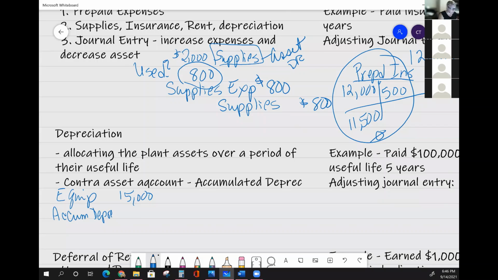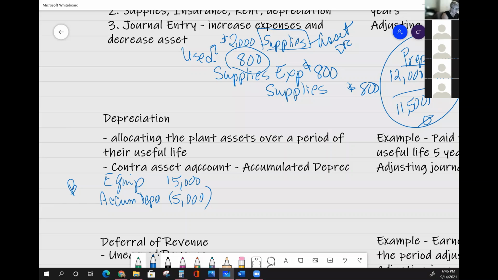So maybe you have building, and then you have accumulated depreciation for building. You have equipment, you have accumulated depreciation for equipment. You have land improvements and accumulated depreciation for those land improvements. So it's always going to be a separate account and it's going to show as a credit. So let's say I already depreciated $5,000. So this is what it looks like on your balance sheet. Okay, it'll have your asset and it'll have your accumulated depreciation listed underneath it.